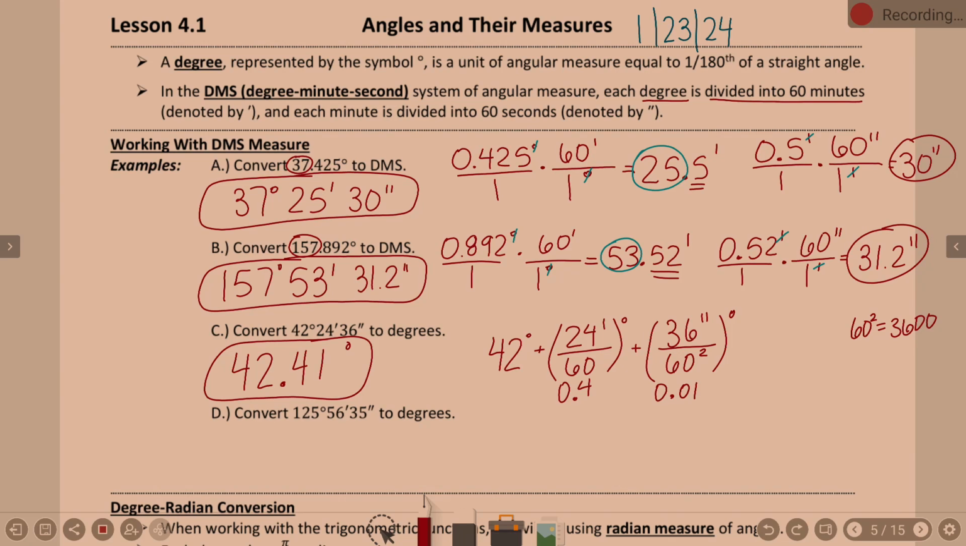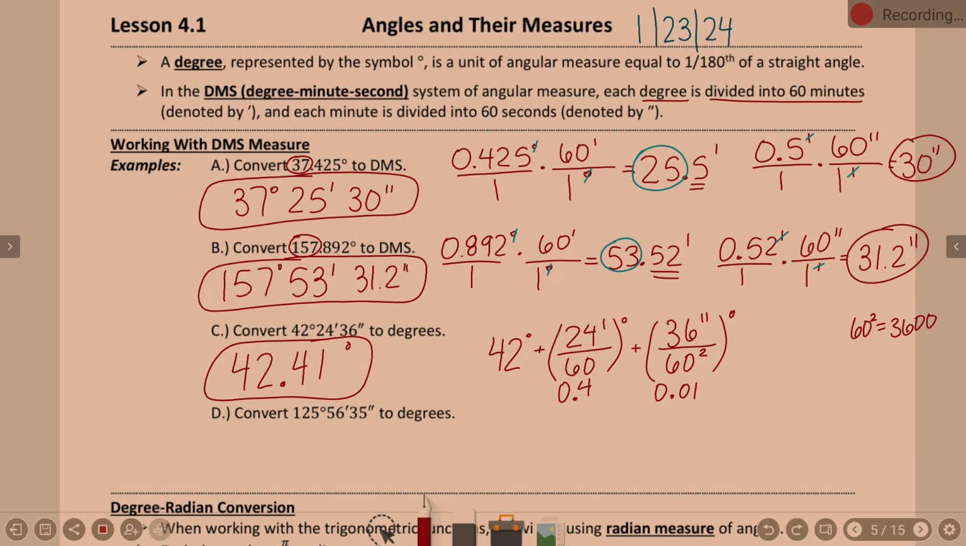Okay? As in, do you see where I'm going with this? You could do 42 plus the 24 divided by 60 plus the 36 divided by 60 squared, or 3,600. So it's something to play around with, to practice with. Okay? In this one, it was pretty easy to add the pieces together. You'll see in the next one, it's not quite so easy to add the pieces back together. I mean, you have the calculator there. Okay? So, let's look at D.